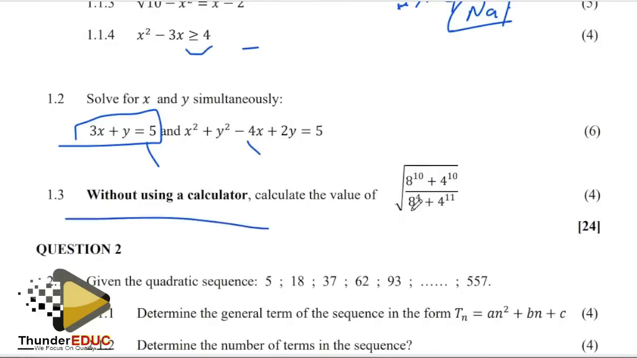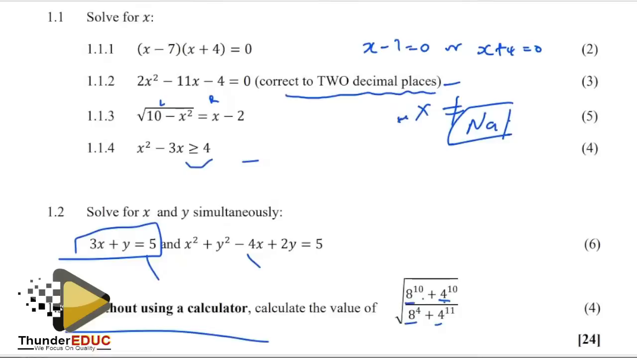1.3, calculate. So the square root with these exponents. In such a case, break down the bases to just the smallest base, and then do the factorization since we have a plus. When you have a plus or a minus with exponents, factorization is always a must. So that is how question 1 would look.